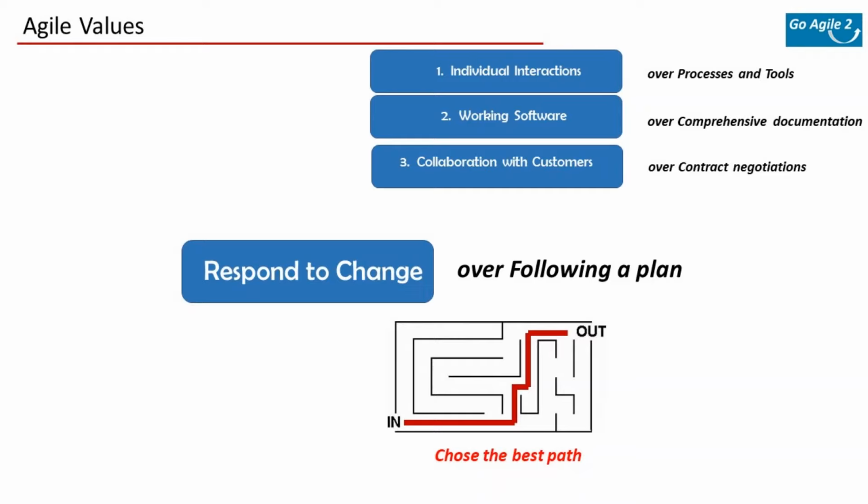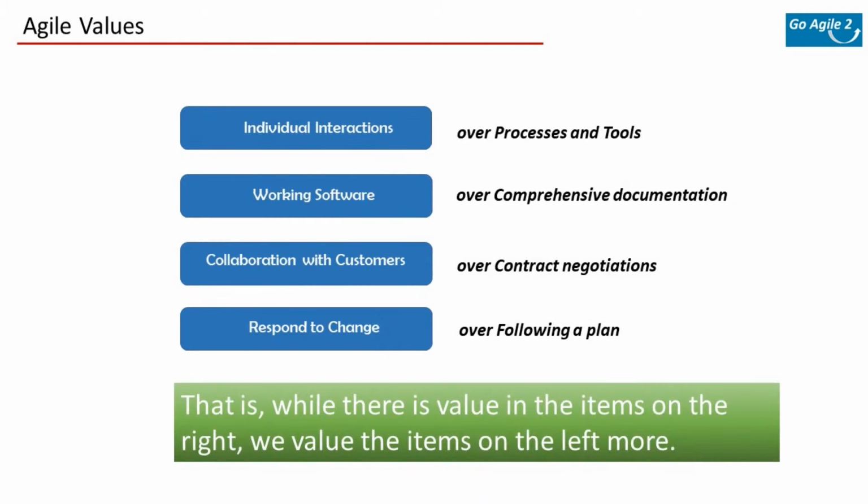Now, to follow all these values is not always easy. But when you build that culture and mindset and try to incorporate these into the team's process, it pays off very well. So to summarize, these are the Agile values they came up with. While the items on the right side are important, we value the items on the left more. So this became the basis for the new approach to software development, the much talked about Agile development.